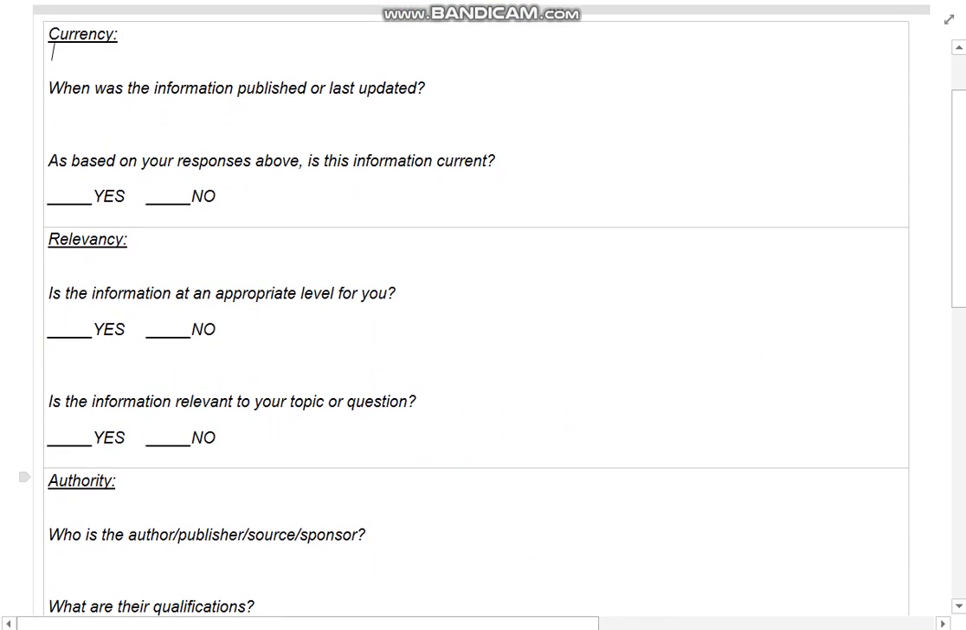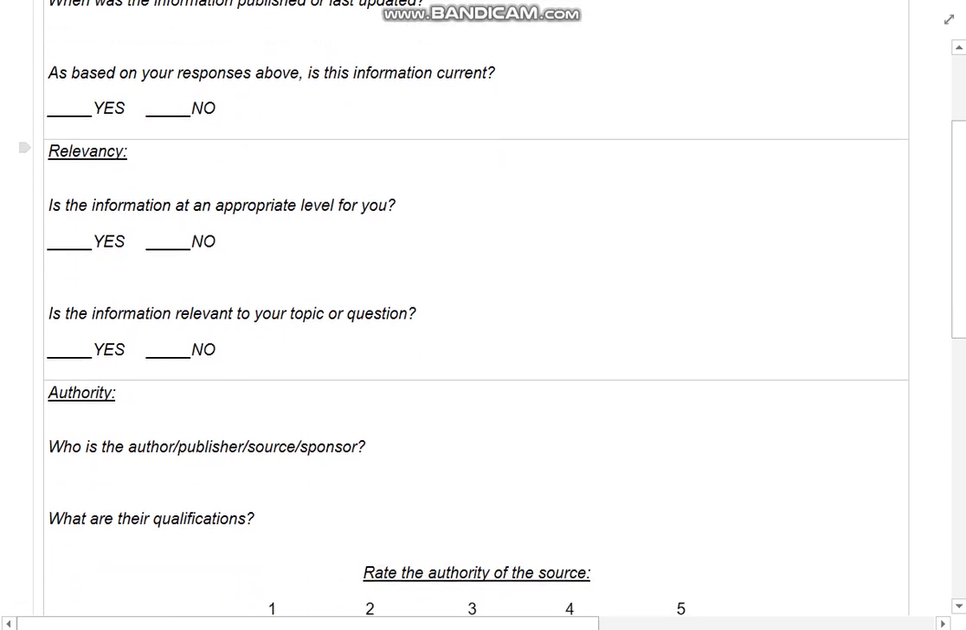When you encounter a resource, the first thing you need to do is check its currency. So first, when was the information published or last updated? As you know, ideally, we're not going to be using any information from any time before 2016. And then, of course, based on your responses above, is the information current? And again, 2016 or more recent, that's what we're talking about when we say current.